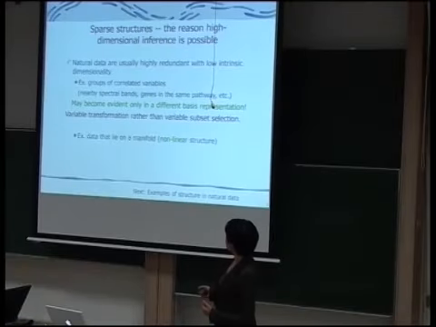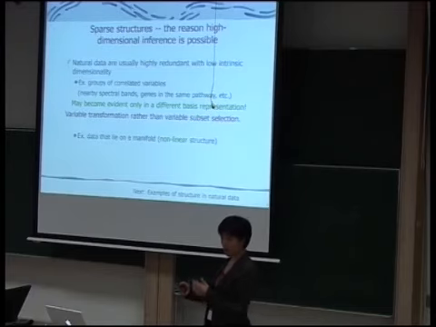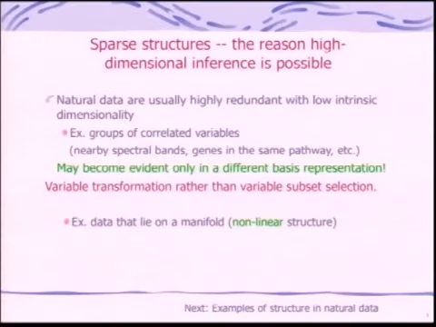And examples of structures include where you have groups or correlated variables. But this kind of sparsity may not be evident until you use a different basis representation. So in other words, you may need to do a transformation of your variables rather than selecting just a subset of the original covariates. And in yesterday's talk, Bosnaller showed the difference, how important that is for regression.